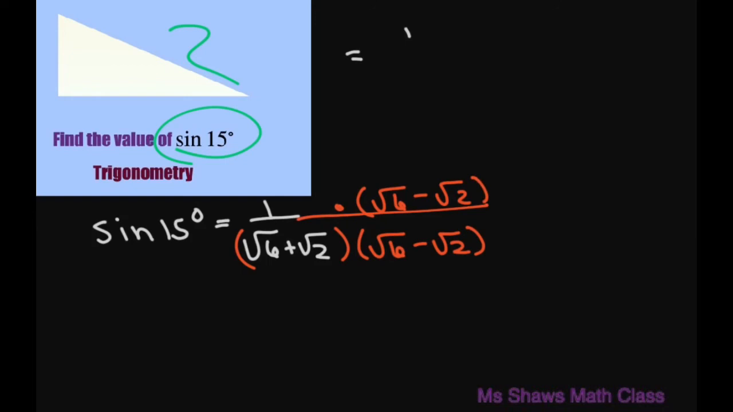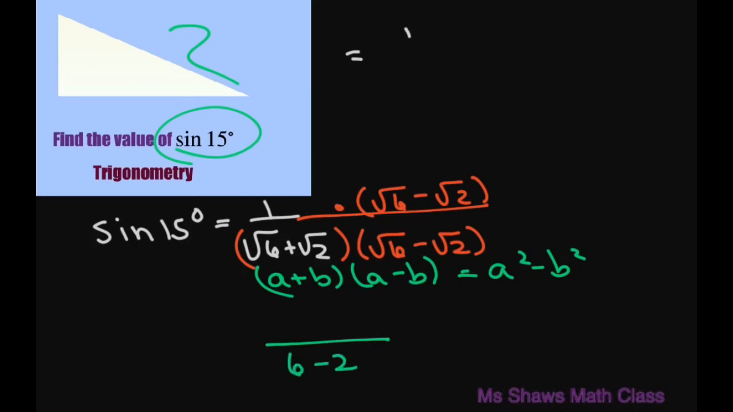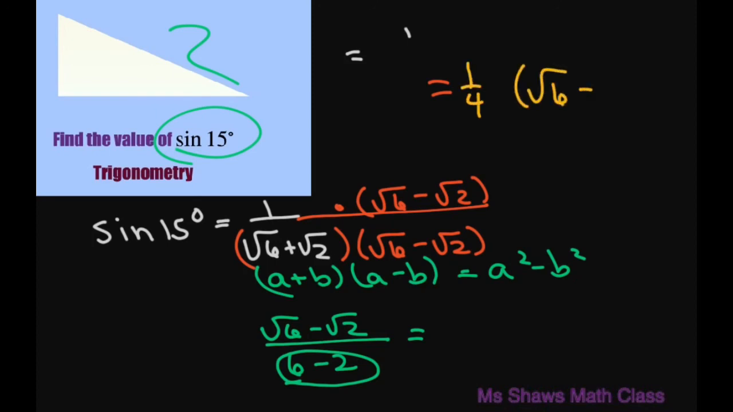The denominator follows the form a plus b times a minus b, which gives you a squared minus b squared. That's just going to give you 6 minus 2. The numerator, we just have square root of 6 minus square root of 2. This equals 4, so our final answer is 1/4 times square root of 6 minus square root of 2.